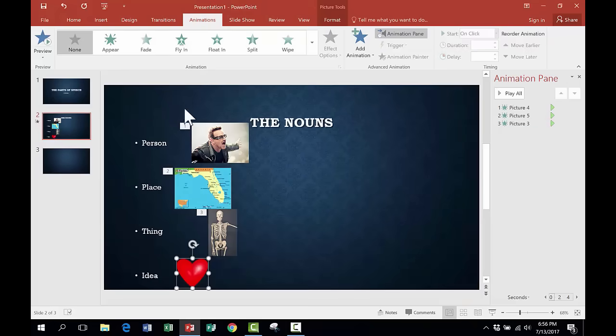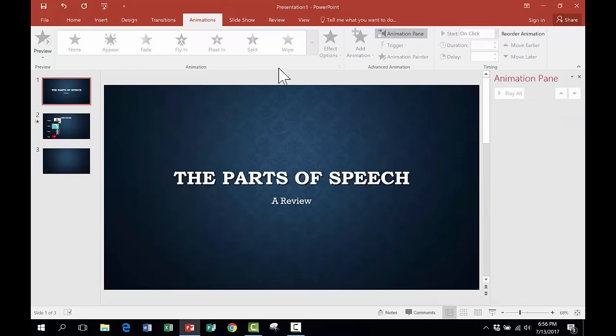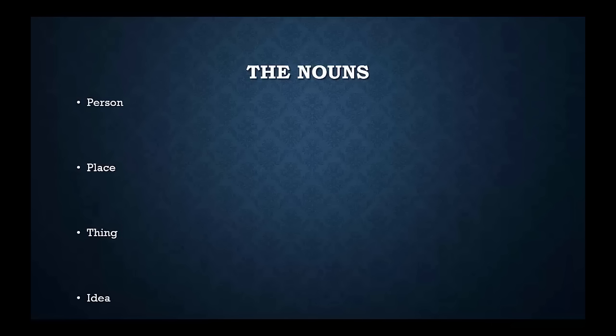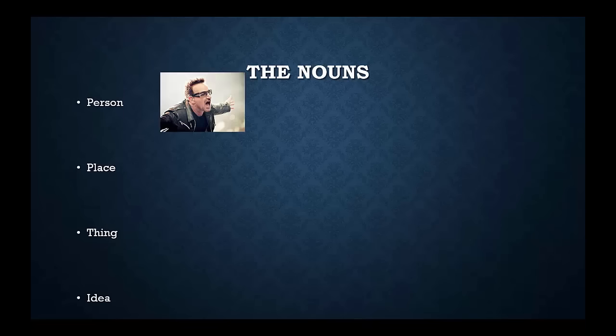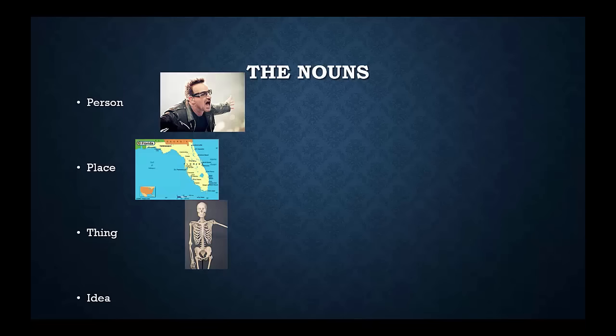Okay, so let's go back and try the whole presentation and see what it looks like. There's my title slide. There's my first content slide. Person, place, thing, idea. Every time I tap to advance the presentation, one of the pictures is animated and brought into the scene. I'm going to click escape.